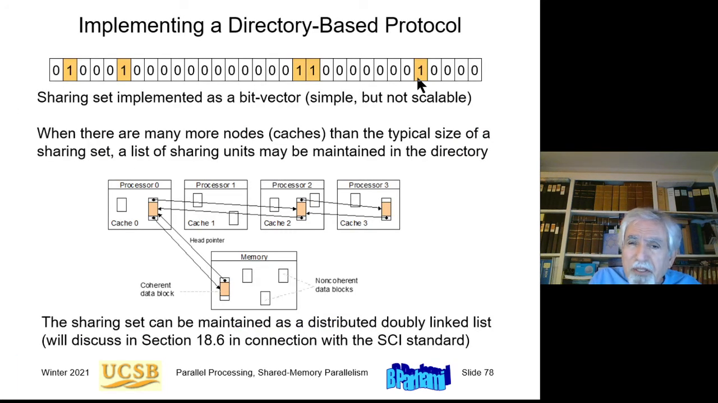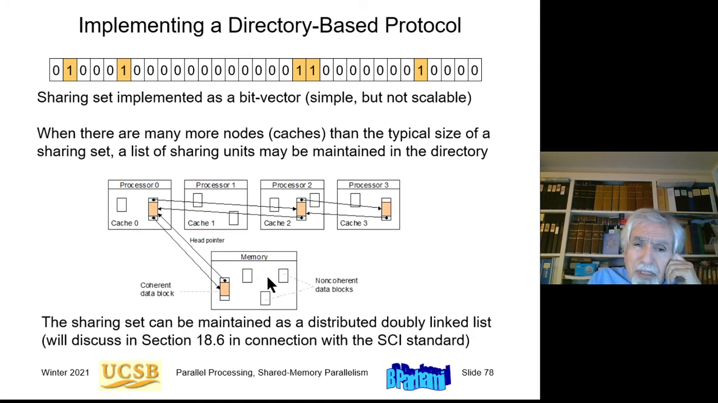One is a bit vector. So for each piece of data, there's a bit vector that says which caches contain that piece of data. This is a pretty simple way, as long as the number of caches, the number of processors, is not too large. So if we have 32 processors, maybe 64 processors, then this bit vector approach may be reasonable. If you have many more processors, then this bit vector approach is wasteful.